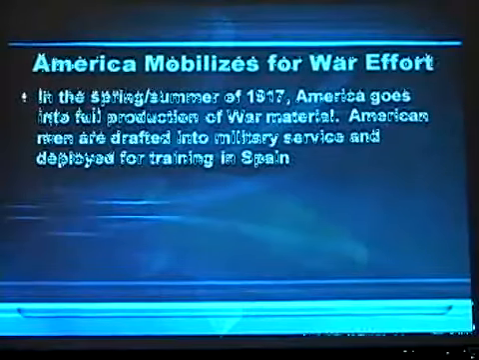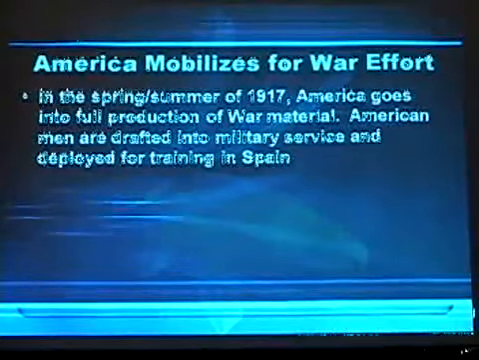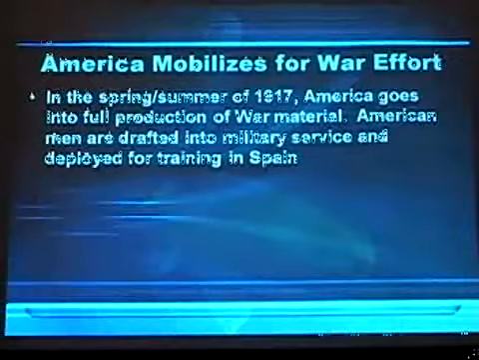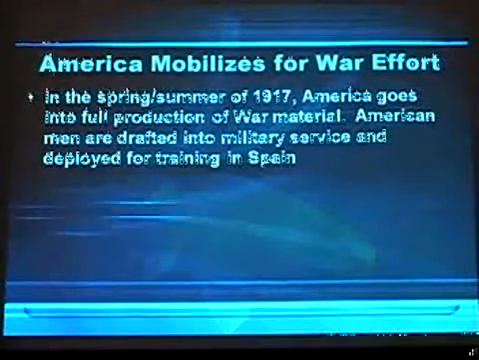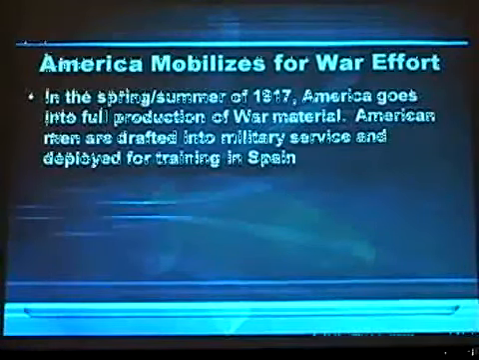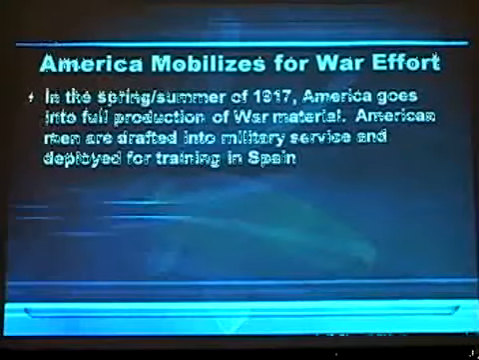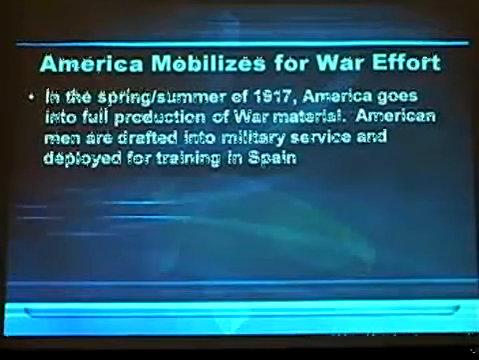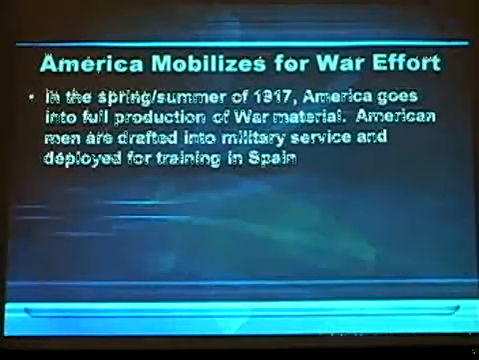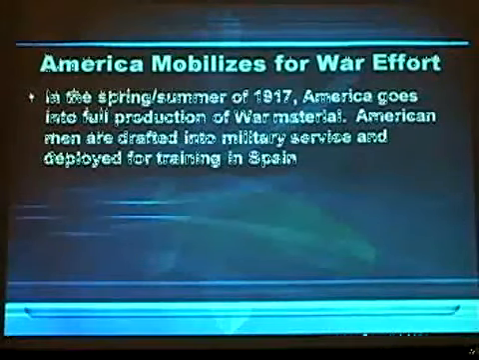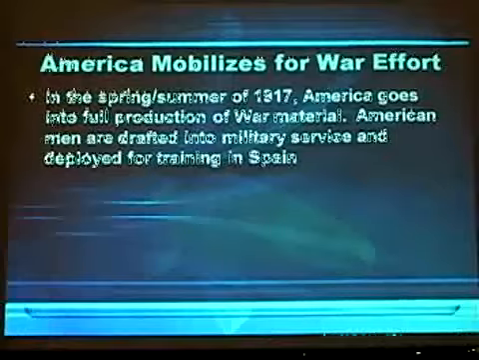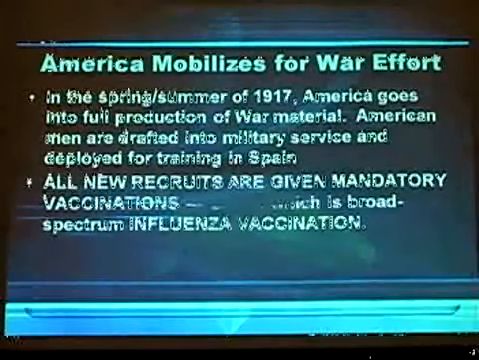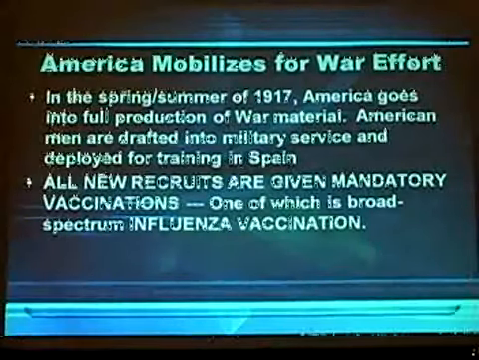As part of the mobilization for the war effort, in the spring and summer of 1917, America goes into full production of war material. Bullets, tanks, machine guns, all these new little mechanized warfare inventions were produced. For the first time, American men are drafted, forced basically, into military service, and then deployed for training in bases in Spain. This is very important to understand.